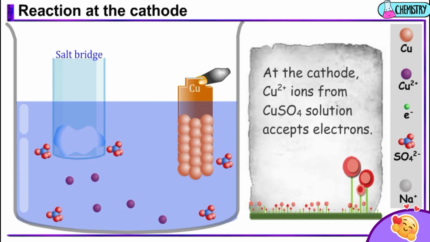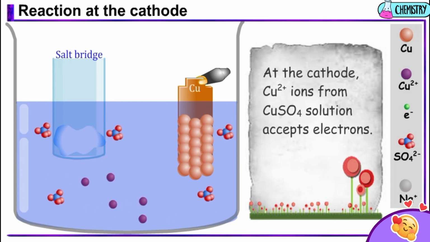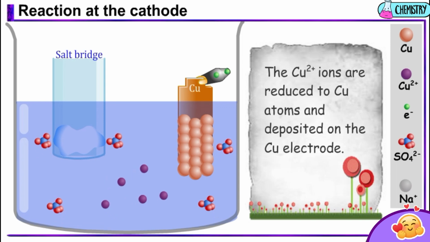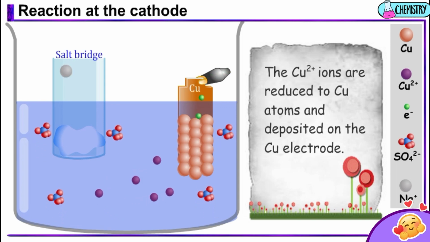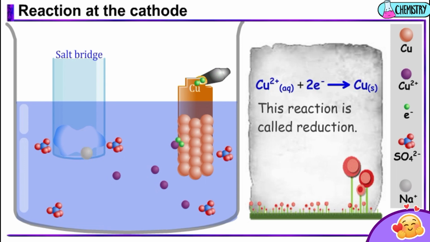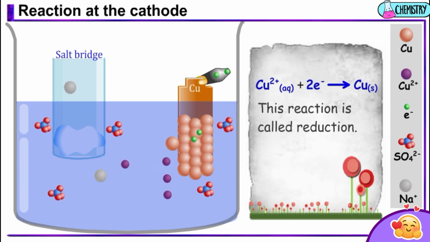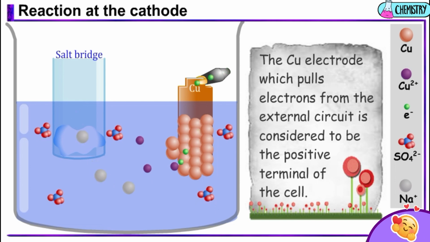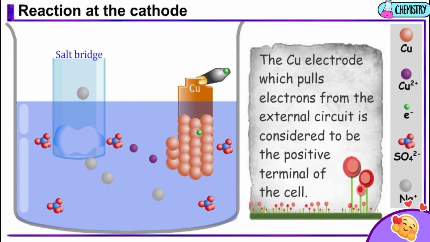At the cathode, Cu2+ ions from copper sulfate solution accept electrons. Cu2+ ions are reduced to copper atoms and deposited on the copper electrode. This reaction is called reduction. The copper electrode, which pulls electrons from the external circuit, is considered to be the positive terminal of the cell.